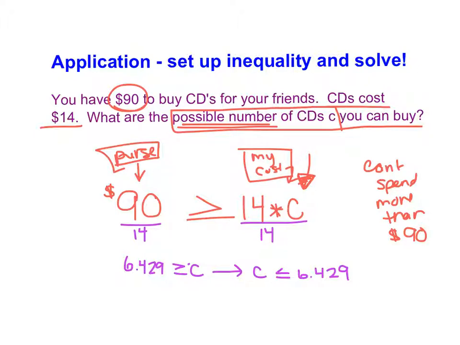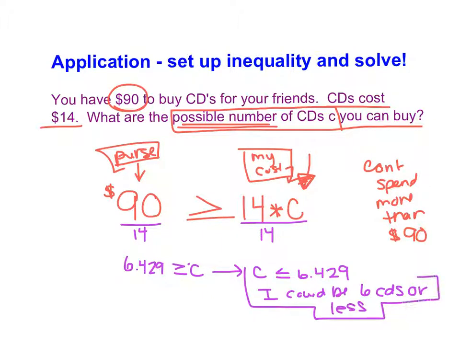So what this is saying is I could buy 6 CDs or less. That's what this statement is saying. And if you think about the real world, this makes sense. You could go into that store and you could buy 0 CDs, you could buy 1 CD, 2 CDs, you could buy 3, 4, 5, or 6 CDs, but you couldn't buy more than 6 because you would run out of money.